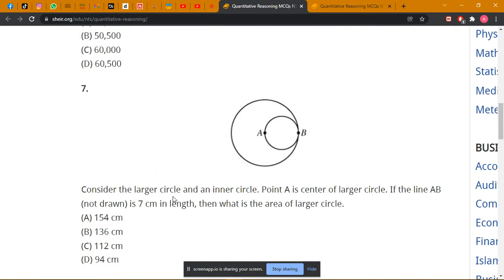the line AB is the radius of the circle. Here is a small circle and the large circle. The line AB means the radius, which is 7 centimeter in length. What is the area of the larger circle?